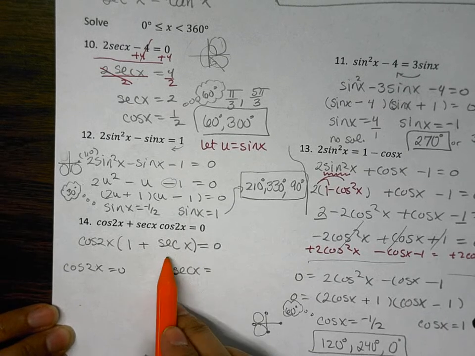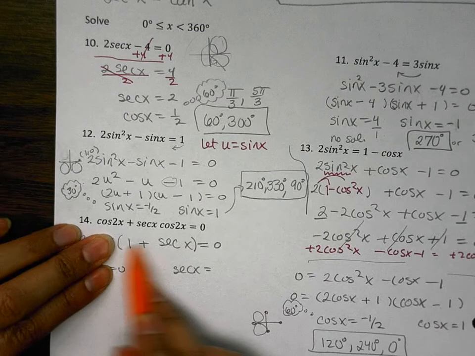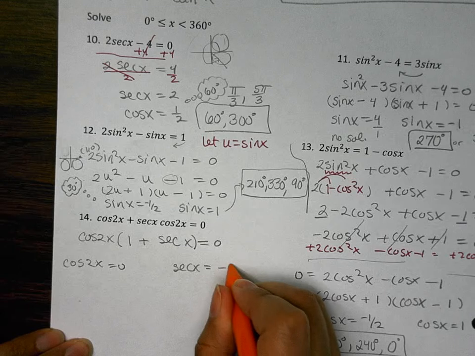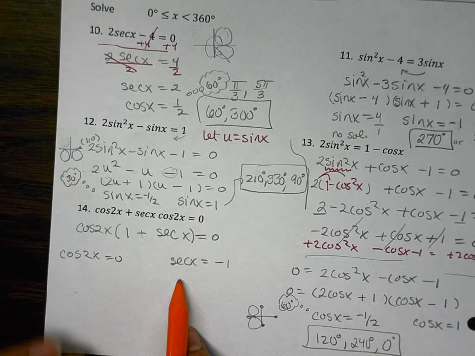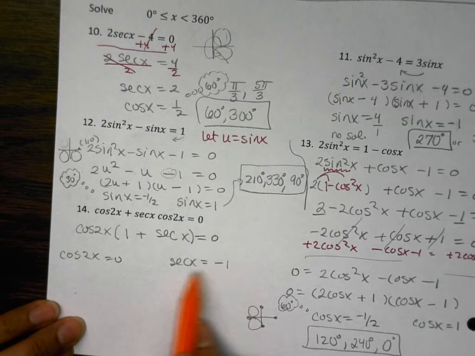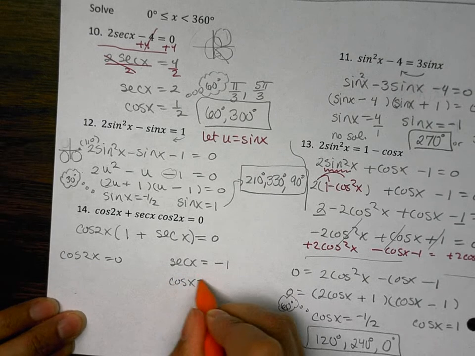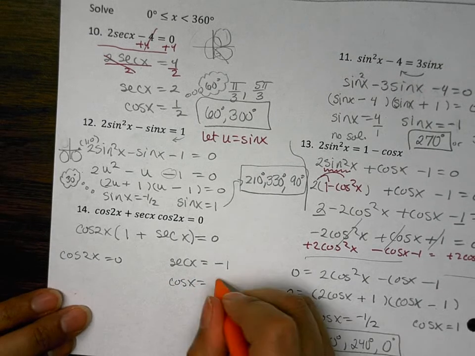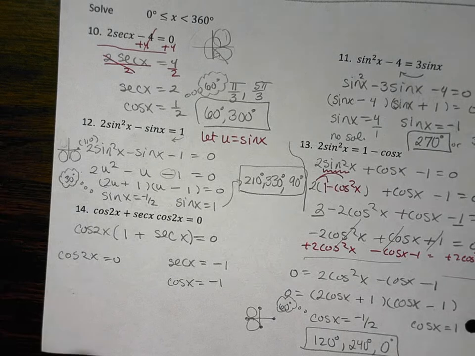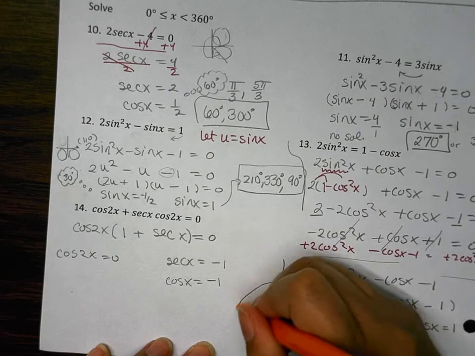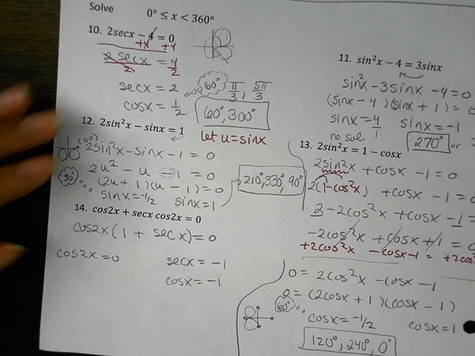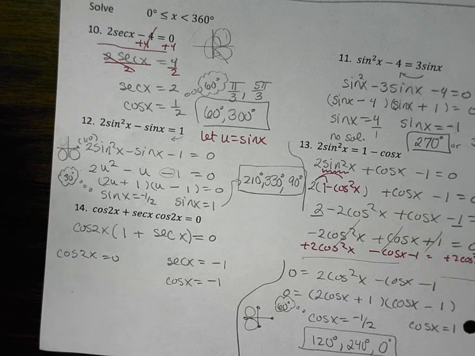Cosine 2x equals 0. I'm going to solve this one. Secant x equals what when I set this equal to 0? Negative 1. Okay, take the reciprocal of both sides. What's the reciprocal of secant? What's the reciprocal of negative 1? Negative 1. All right, let's do that one first since that one's a little easier.